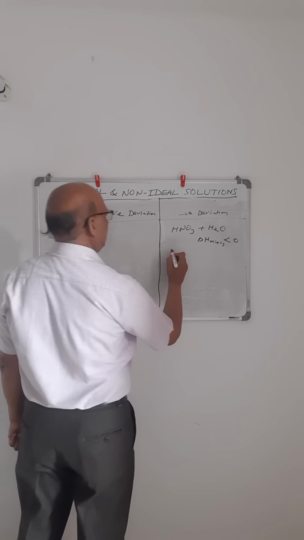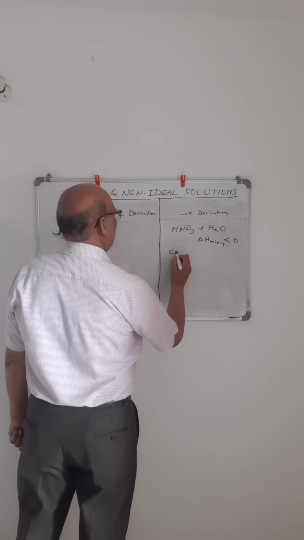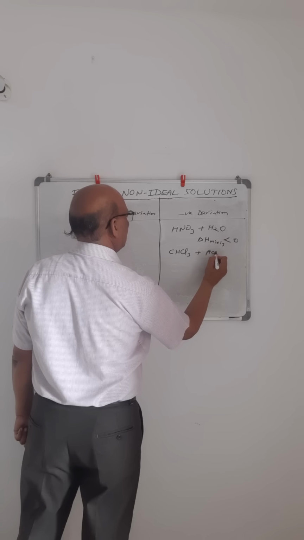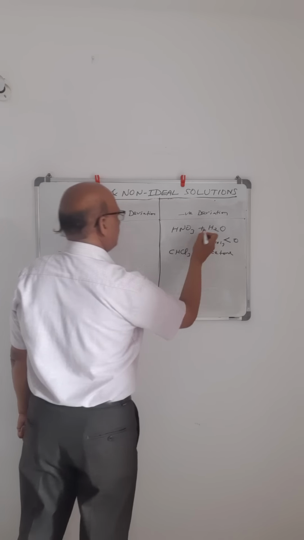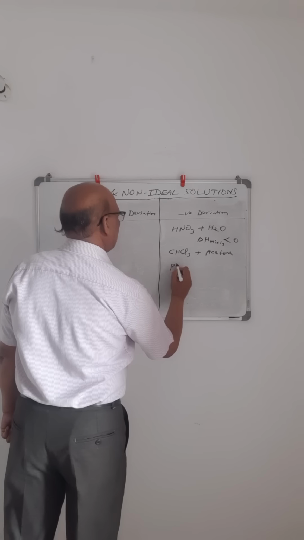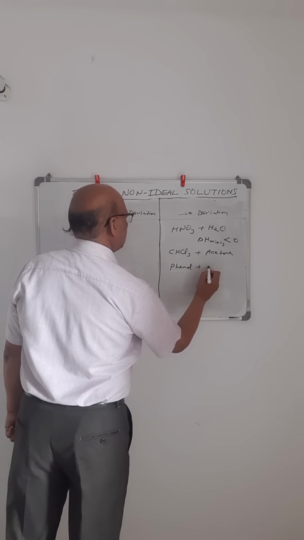Similarly, if I take say chloroform, that is CHCl3, plus acetone, that will show negative deviation. Then I take say phenol plus aniline.